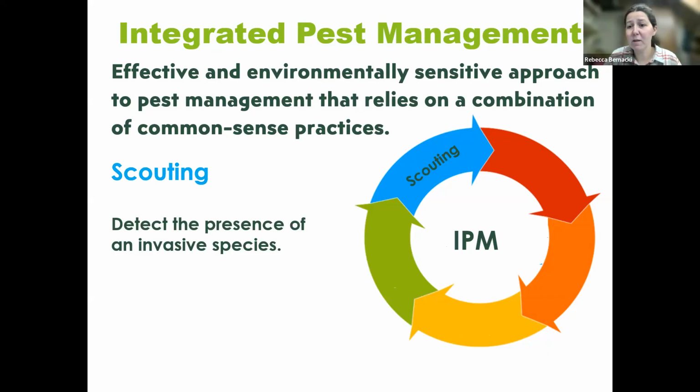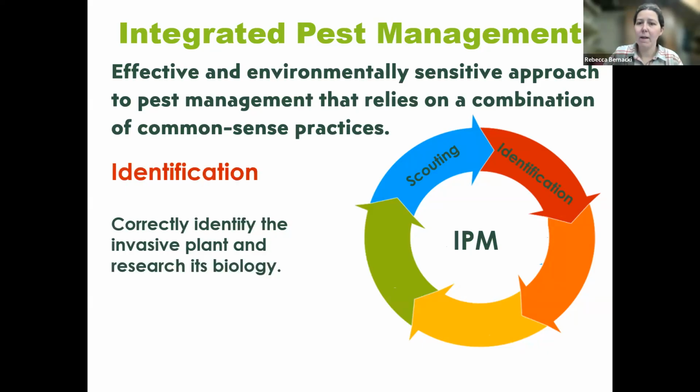So the first thing you're going to do is scout. You're going to go out and scout your area and see if you find any invasive species. Are you seeing something that's creating a monoculture where nothing else is growing? Are you seeing something new there? Then you're going to come back and try to figure out what that is. You want to be able to correctly identify that invasive plant. We want to make sure it's not a lookalike.